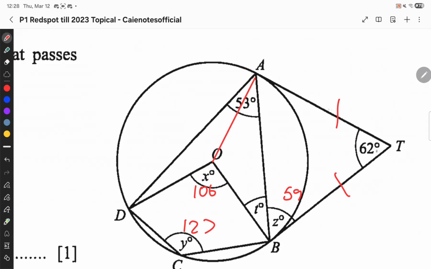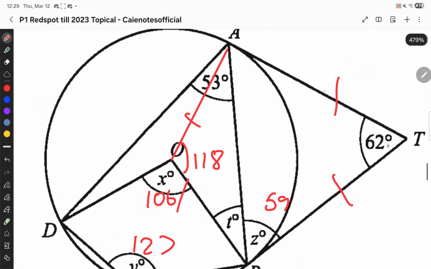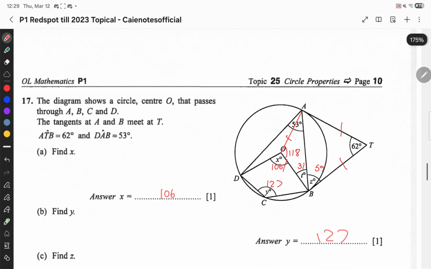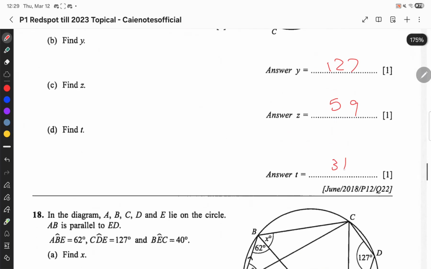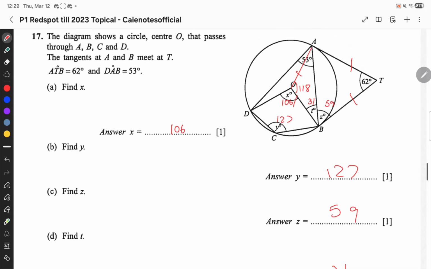Next, we know this is 62, and so we know this is 180 minus 62. This is 118. This angle. This is an isosceles, so this angle would be half of 180 minus 118. 180 minus 118 divided by 2 is 31, and that is our answer. 31. Okay, that's how we get it.